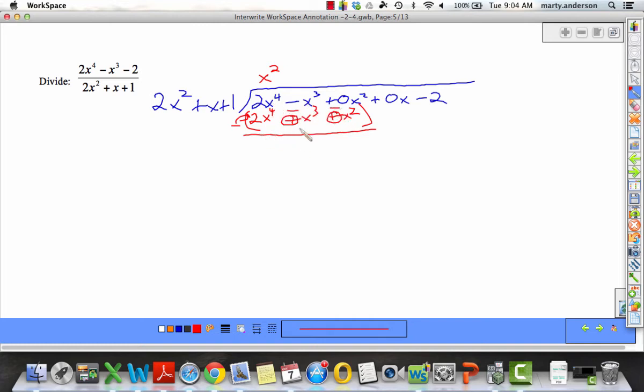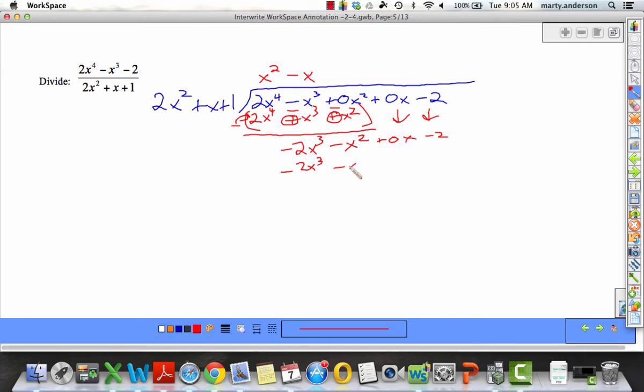2x to the 4th goes away. Negative x cubed minus x cubed minus 2x cubed. 0x squared minus x squared minus x squared. Drop down 0x, drop down minus 2. So they come along for the ride. Next, I need to get 2x squared to look like negative 2x cubed. So I need a minus and I need an x. Negative x times 2x squared is negative 2x cubed.